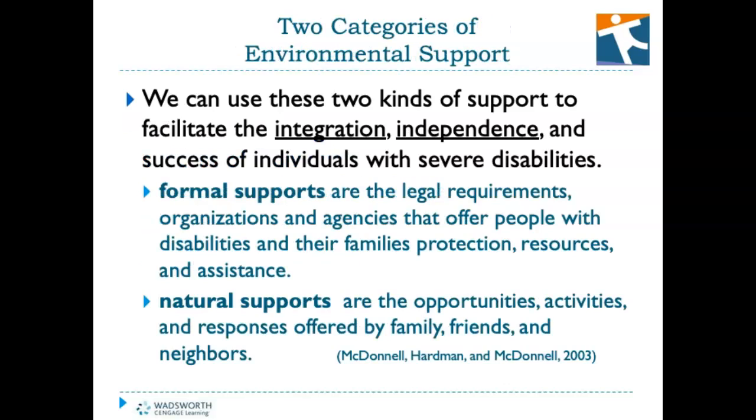So there's two types of environmental support, and I shared this in, I believe, chapter 2, when you talk about providing support for families. And so when it comes to those individuals with severe disabilities, it's important that their supports allow for integration and independence as much as possible. Of course, as the professional, whether you're a child care provider, teacher, whatever it is, you always want to give that student an opportunity to integrate as much as possible with his or her general education peers. And you want to promote independence as much as possible.